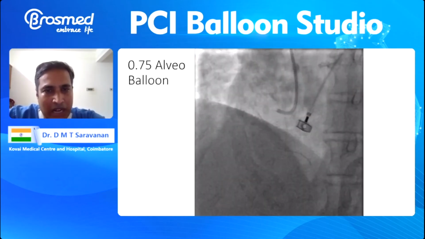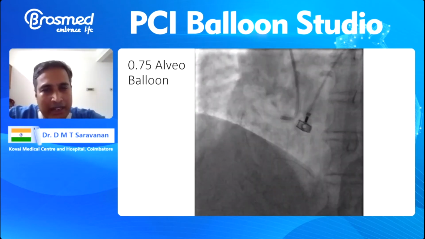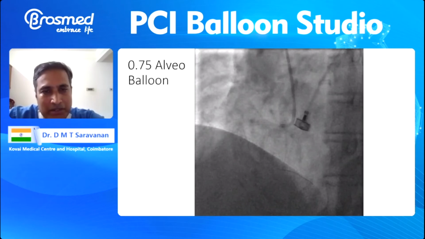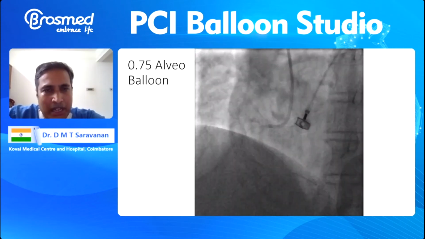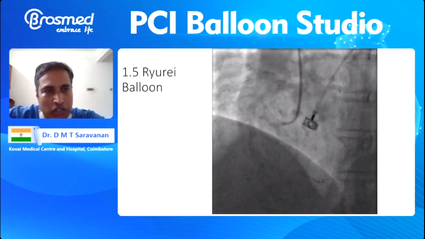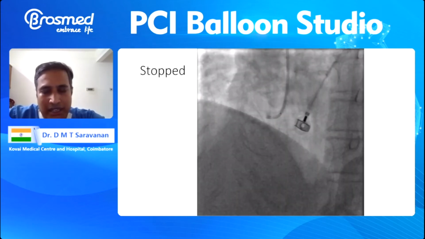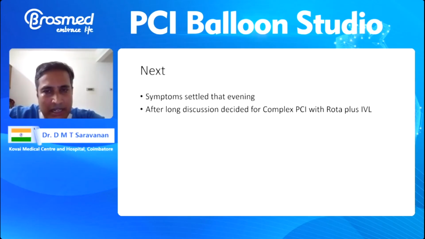So Alvio came to help me. Alvio managed to get in with that poor support and did dilatation at 0.75 and about 22 atmosphere. You can't see it because it's a very small balloon. And that gave some kind of hope. Then I tried the balloon again, it was not going, so I decided to stop because it was going to be complex. The flow was okay, and the patient was sent back to the ward. It was settled initially, and then we decided to go for a complex PCI.